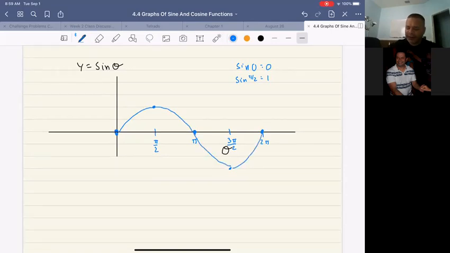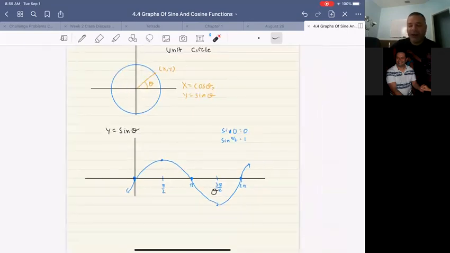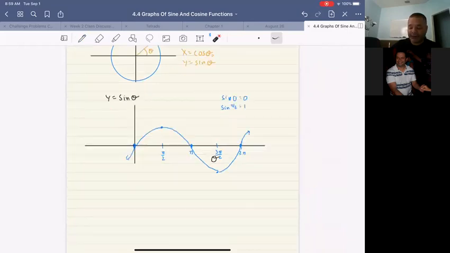Okay, and then the sine graph keeps going in this way. But this is really what I want to see: this is one cycle of the sine graph. Actually, there's a word for that, one period of the sine graph. All right, let's do the same thing with the cosine graph.